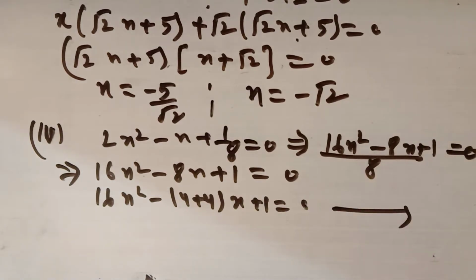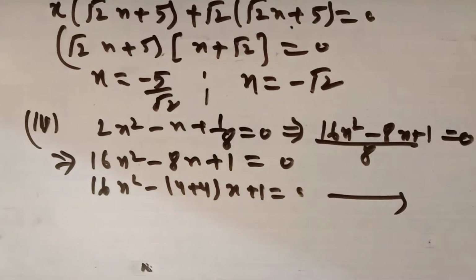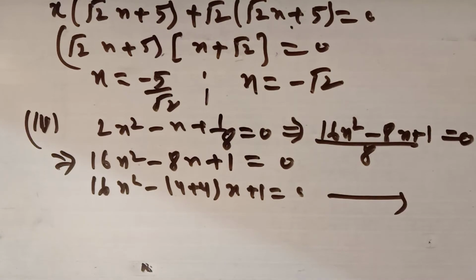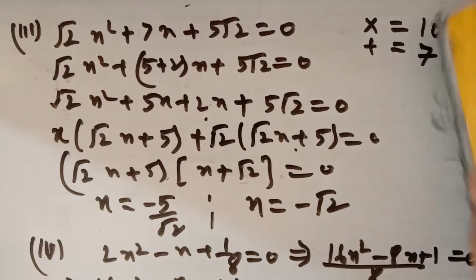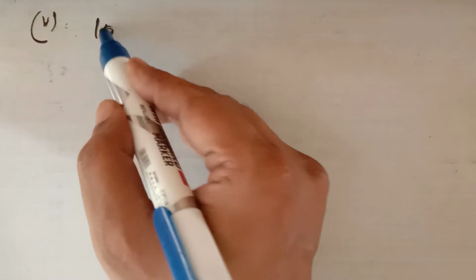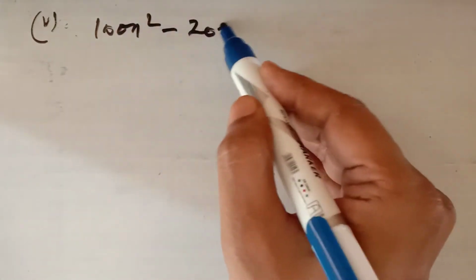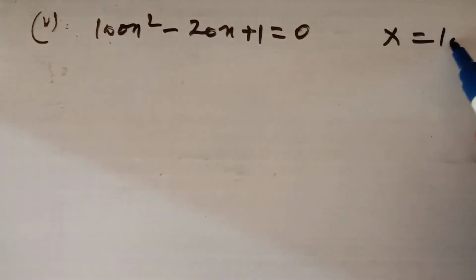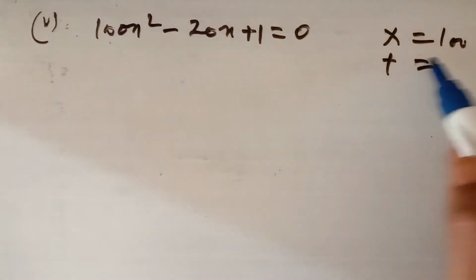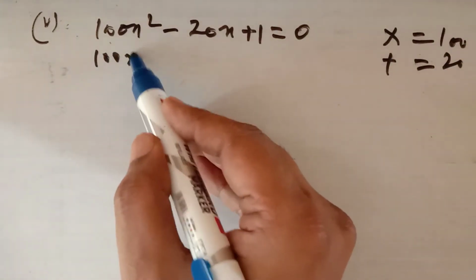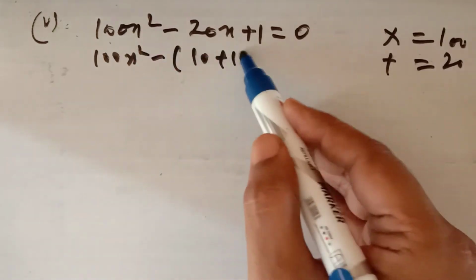Okay. Take 4x common in the first two terms and 1 common in the last two terms. Now in the fifth part of this question, the quadratic equation is 100x square minus 20x plus 1 equal to 0. So for multiplication I need 100 into 1, that is 100, and for addition I need 20. So break this 20 into numbers whose product is 100 and whose sum is 20. It is very easy, it is 10 plus 10.